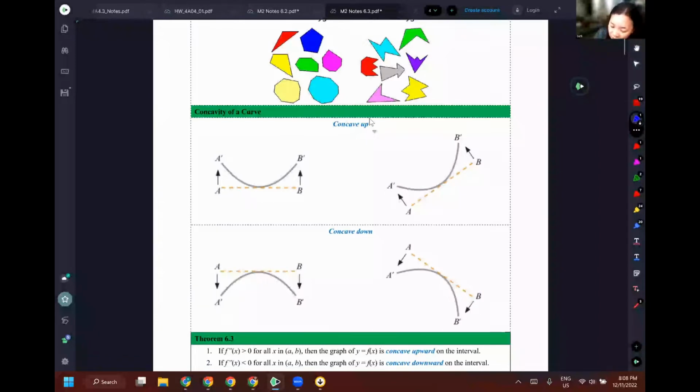Like this is bending upward. This is also bending upward. But this one is not straight up. It's still up, but not straight up. This one is bending down. This one is also bending down. Right? So how do we define it? And during the lesson, I wasn't very clear, but this time I'll try to be very clear about it.